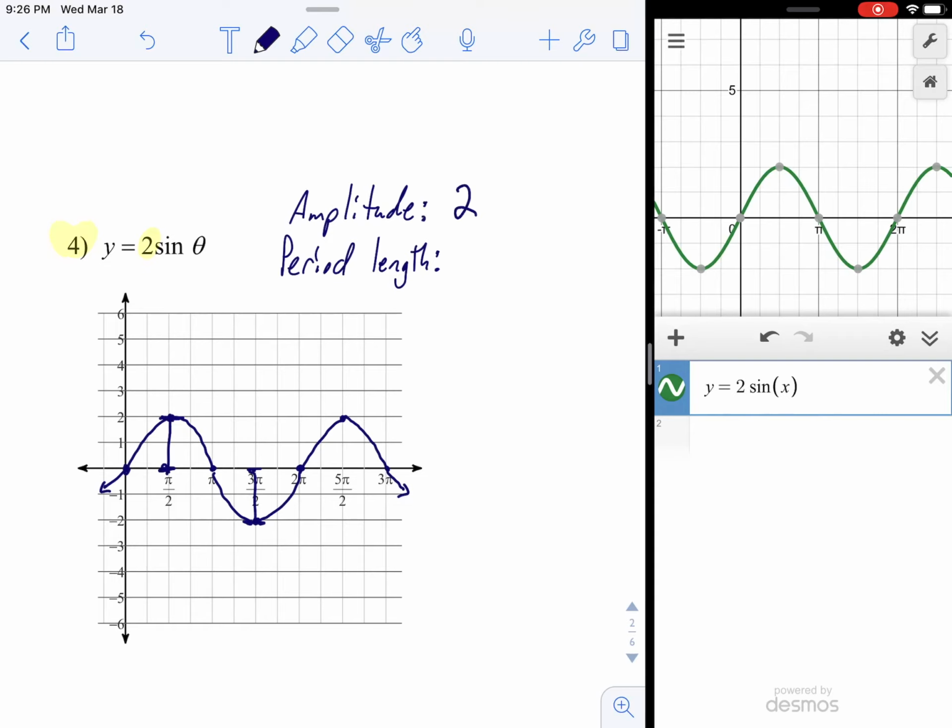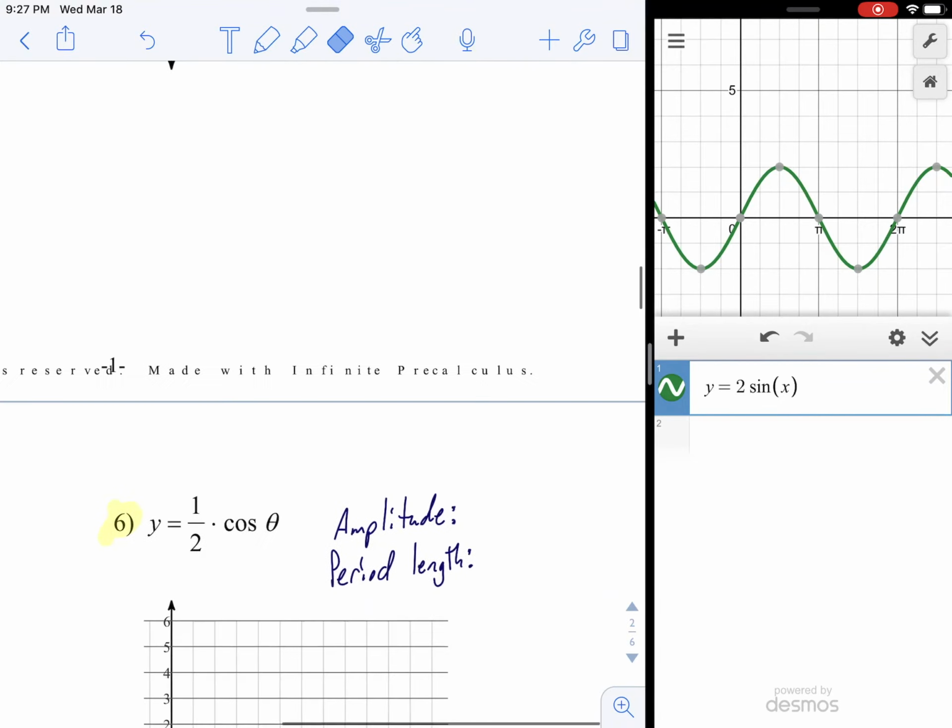The amplitude is 2, which, I wonder if that's a coincidence, or I wonder if that's the way it's supposed to be. What is the period length? If we start at the origin and travel along this wave, when do we get to a point where it repeats? Right there at 2 pi. So the period length seems to be unaffected by this 2, but the amplitude is definitely affected by that 2. Let's look at the next one.